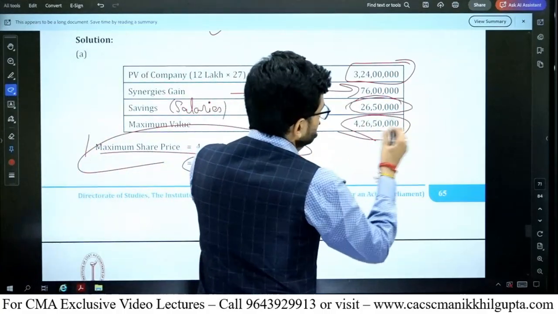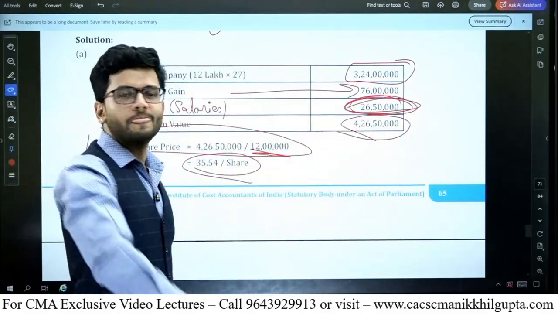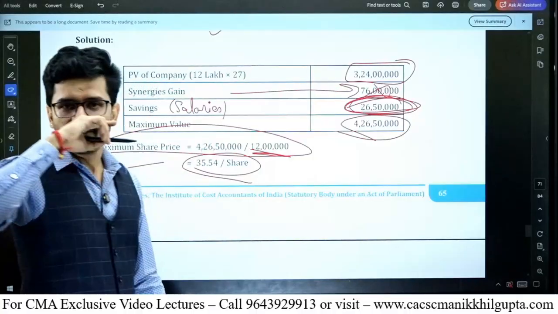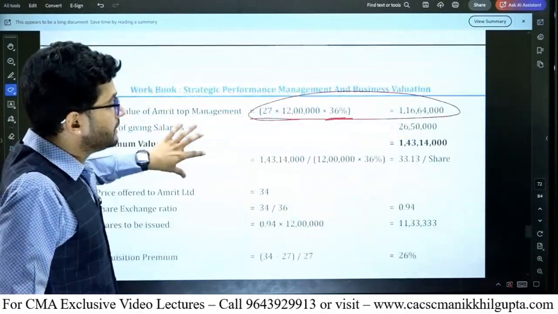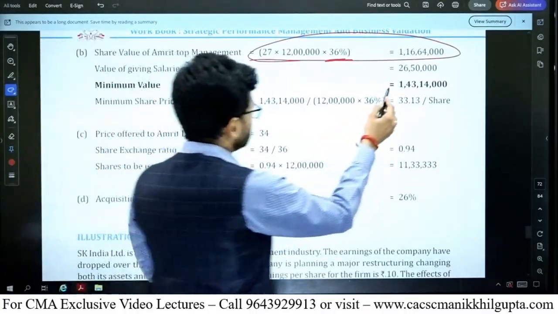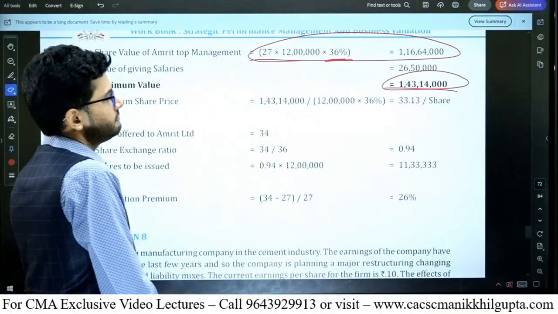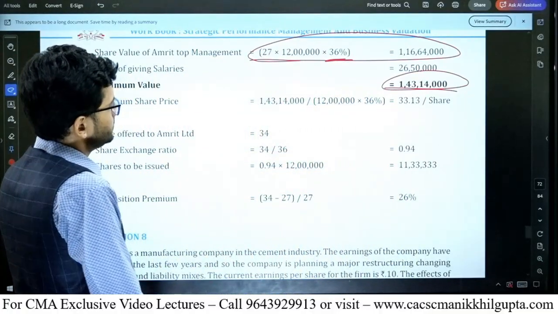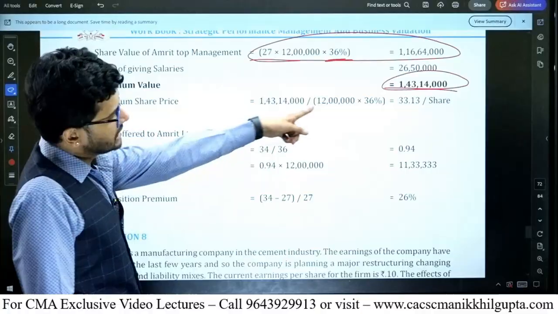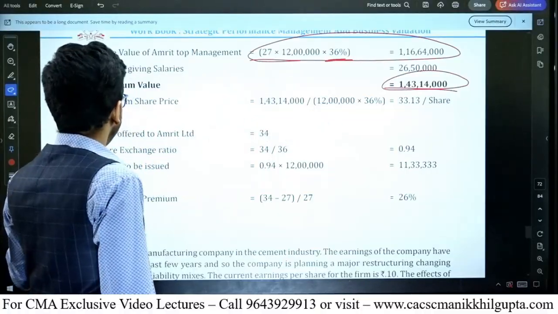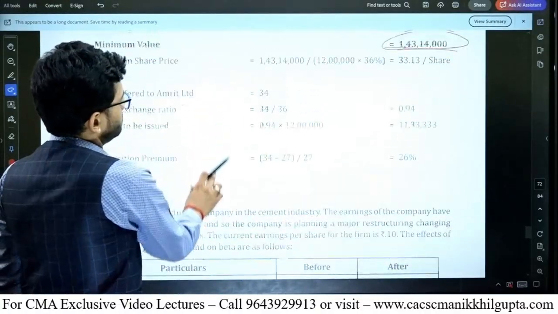So this synergy at least they will take because it is owing to them. This synergy they may forego because you have to calculate the minimum price. Okay, so minimum price is 143.14 thousand, and the minimum share price is this that they are going to take for sure. Then price offered to Amrit is 34.